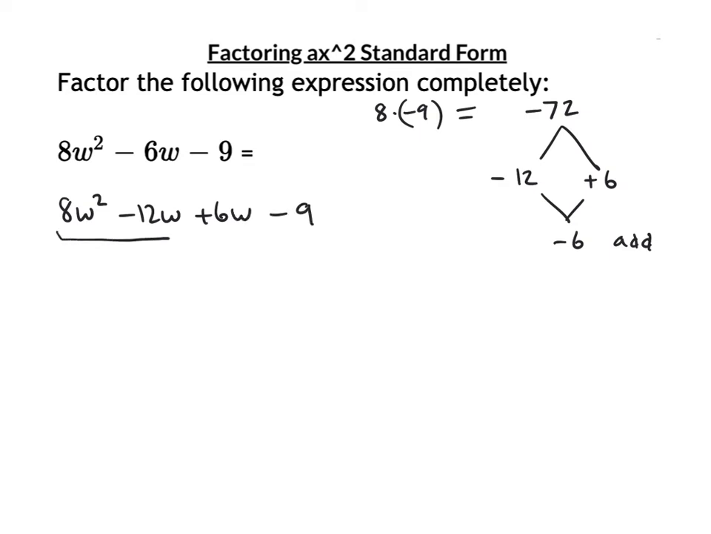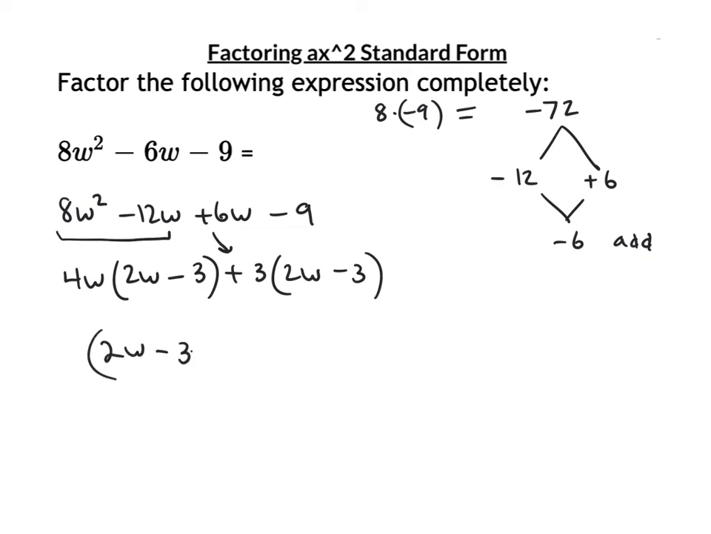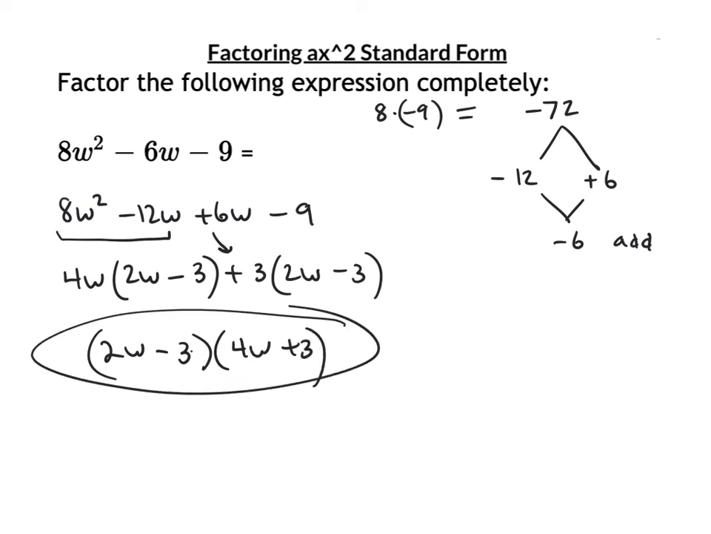The first pair have a 4 in them and a w. 4w times w, that would be 2w, minus 3. And the last two have a 3 in them. 3 times 2w, always bring down that sign, minus 3. And I'll pull out the 2w minus 3 of both terms, and I'm left with 4w plus 3. And you can FOIL that to check it.